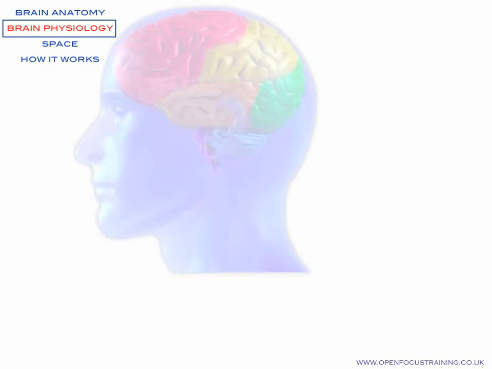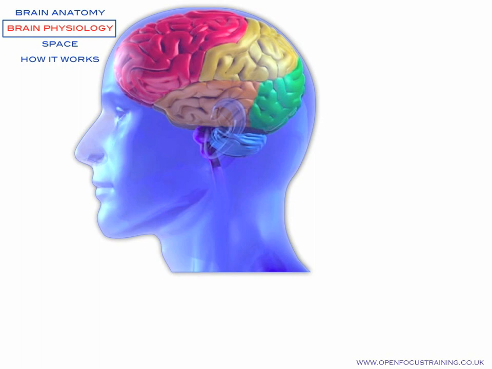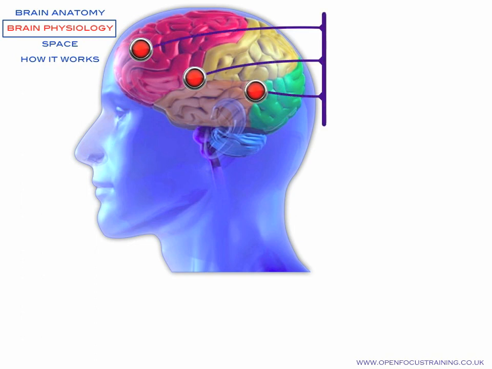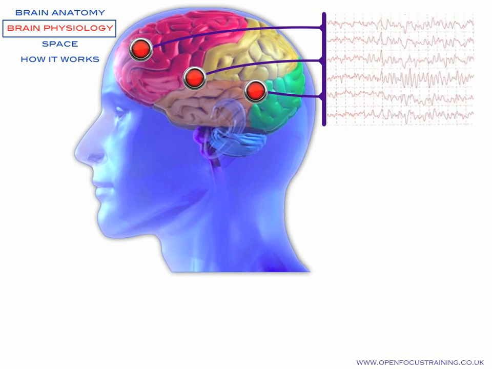Okay, and now a few words about brain physiology. As we know, the brain communicates using chemicals. Some of you may have heard of dopamine, serotonin, but also the brain uses small electric currents. So, when electrodes are placed on the head and connected to a machine, it records a stream of odd-looking zigzags, which are called brain wave graphs.